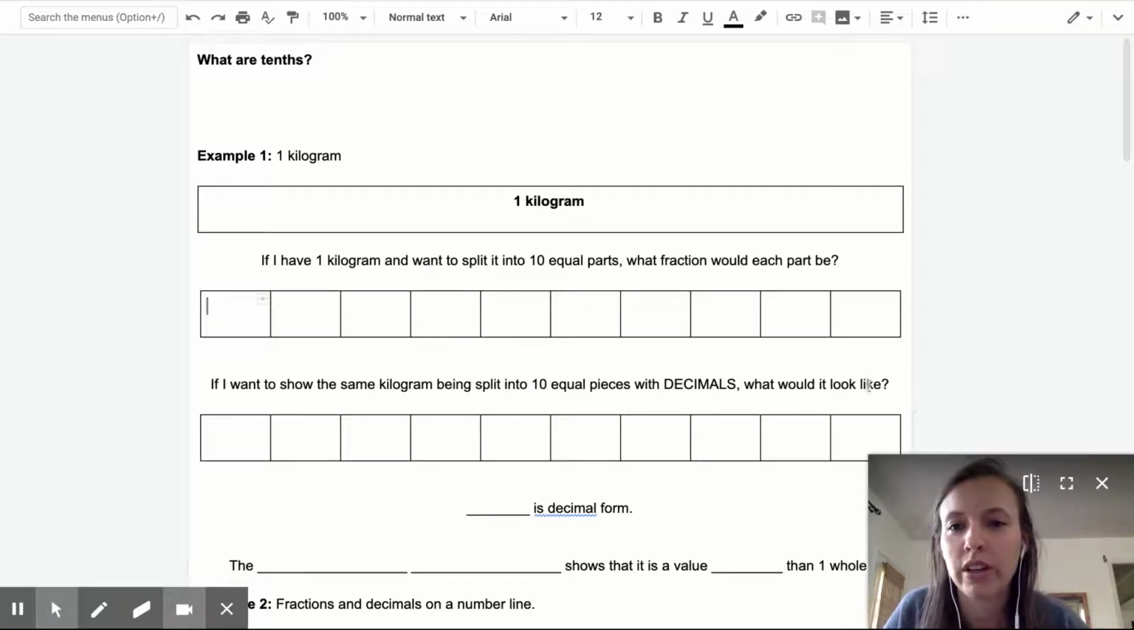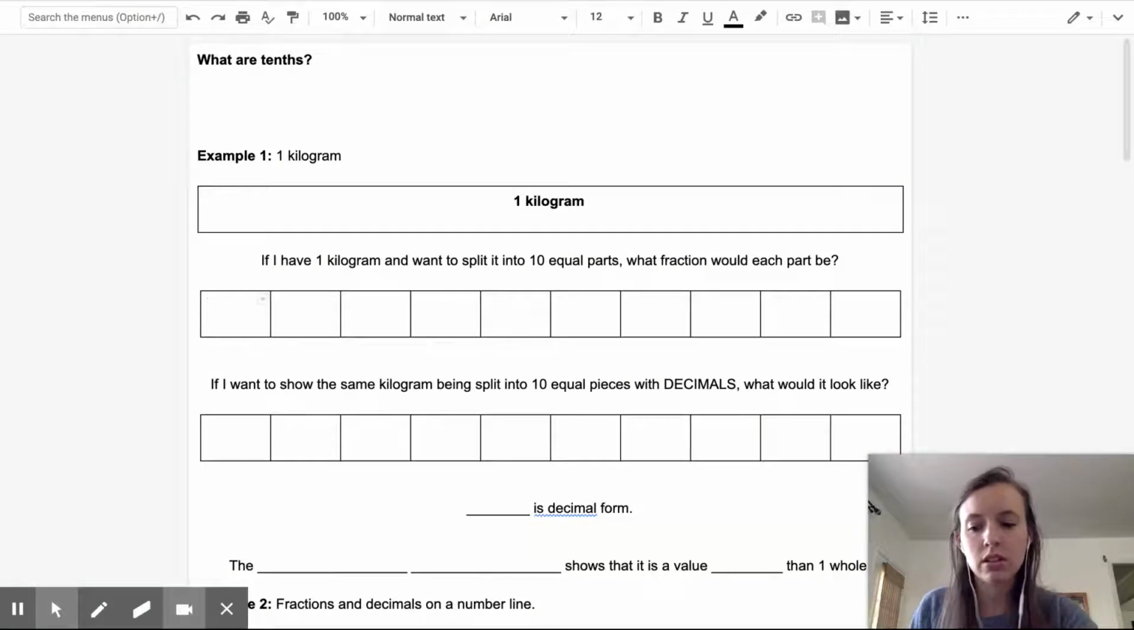Hey team, we are on Module 6, Lesson 1 today. We are moving into decimals and understanding tenths and hundredths. Follow along with me today.